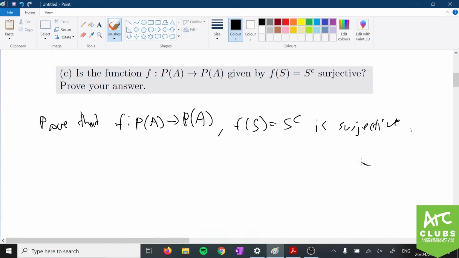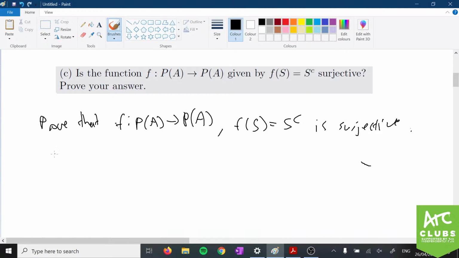State some definitions. Yes, exactly. We need to state some definitions. So what will be the first definition we should state? The definition of a surjective function. Yes. Okay. So we should define what a surjective function is.